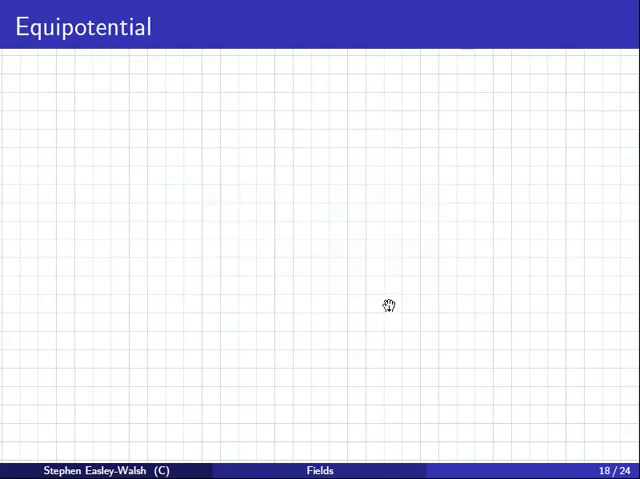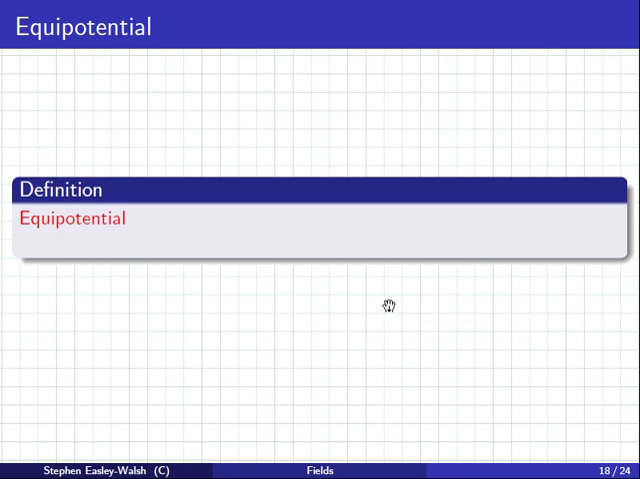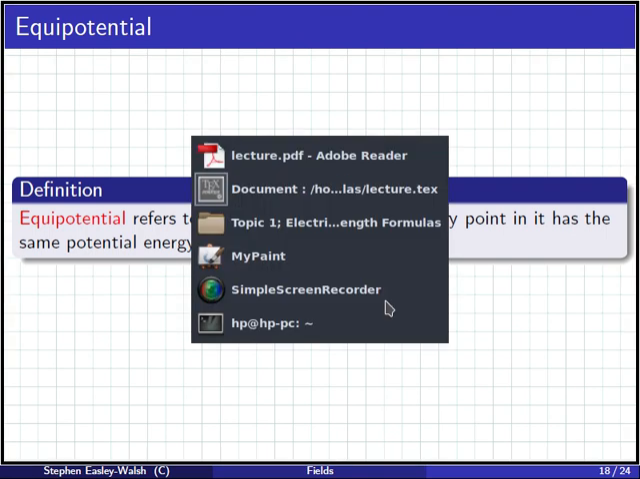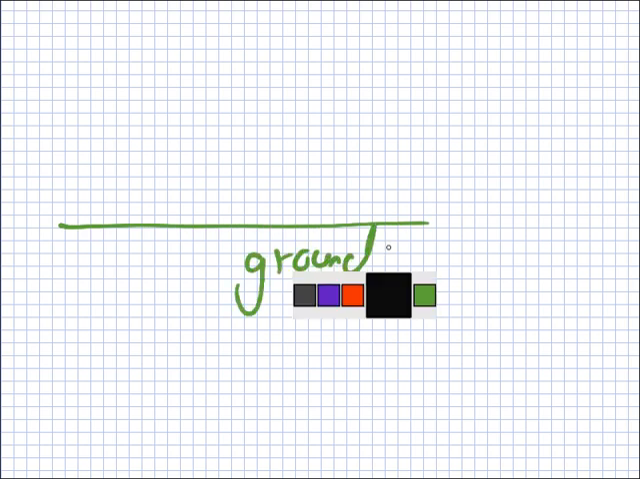Now, there's something I need to add to those diagrams in a moment, something called the equipotential lines. It's the part of space where every point has the same potential energy. Now, before you write that down, I just want to draw what I mean by it, okay? So, let's take a very simple example. Here's the ground, and then here is a mass, and I'll put the mass here.